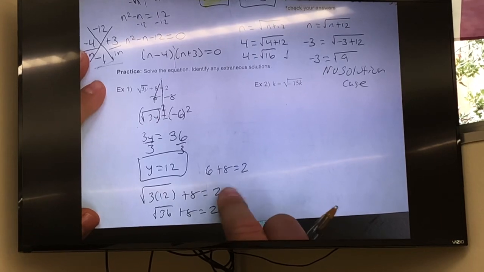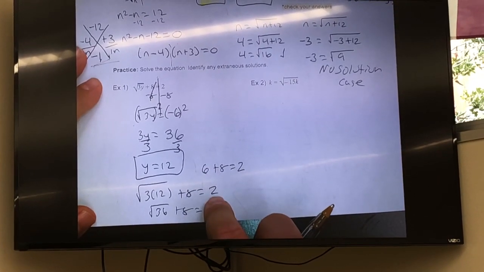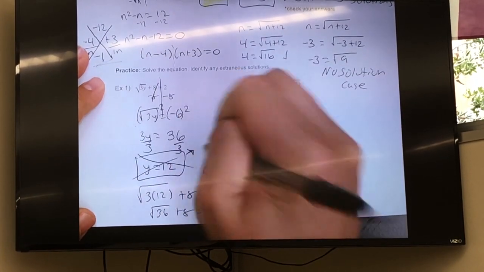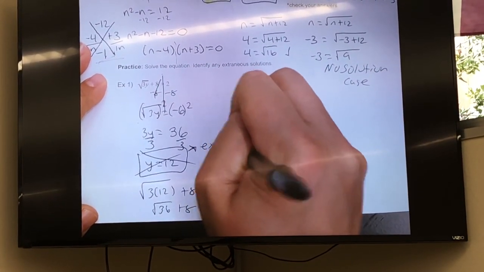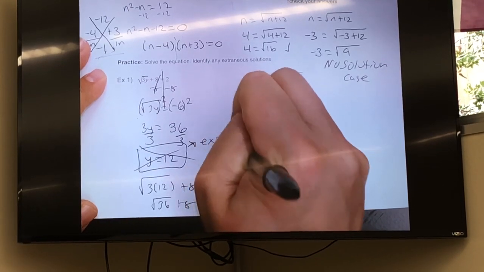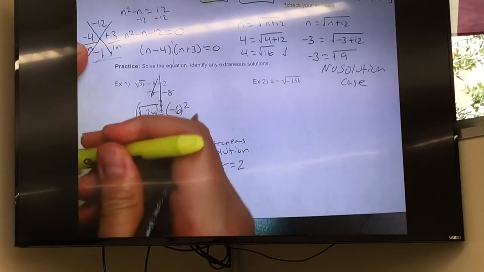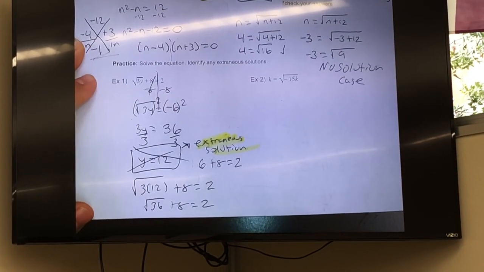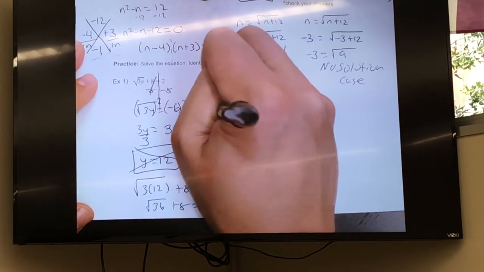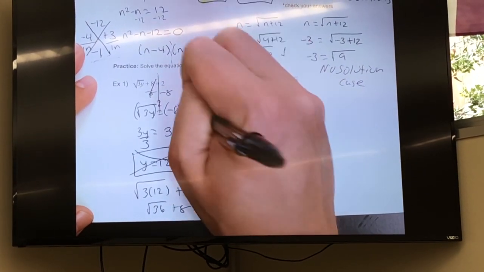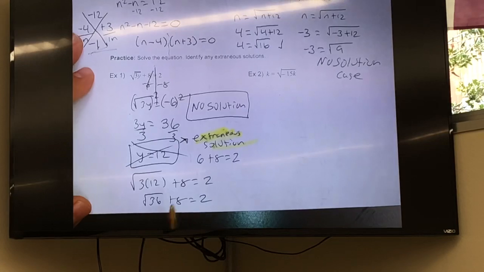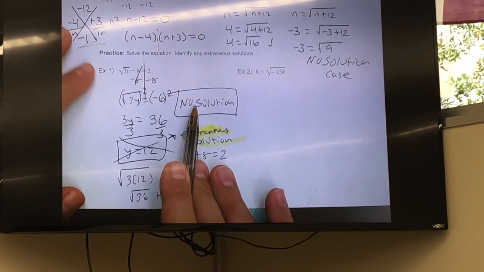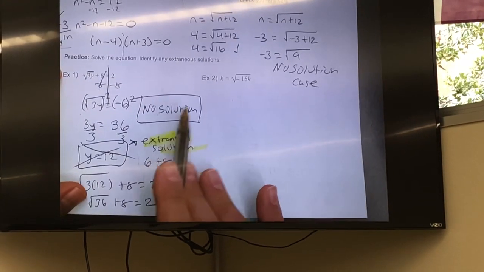There's no point in finishing this. We know that the solution does not work. So I scratch it out, and next to it I write that that was an extraneous solution. You may be asking yourself, well, there was no solution. You're correct. This is a no solution answer. There was a solution, but it was extraneous, which means it does not work. So our answer for this problem is no solution. That will happen from time to time.